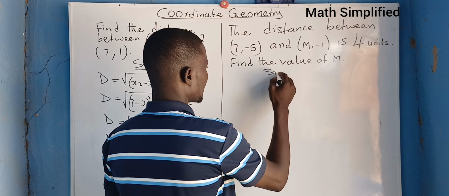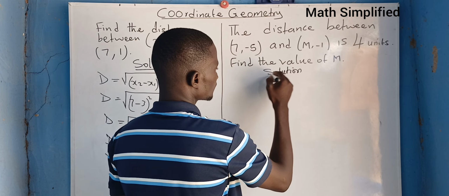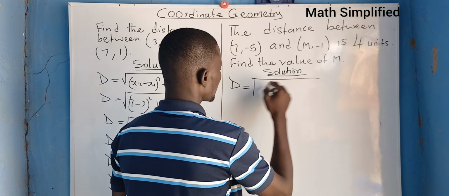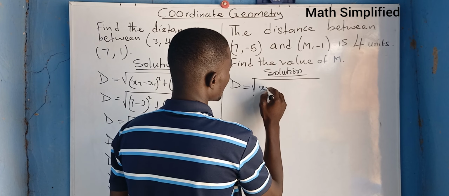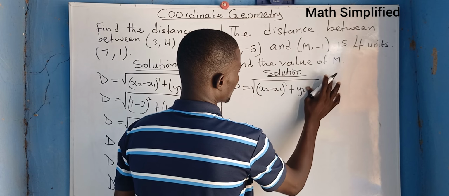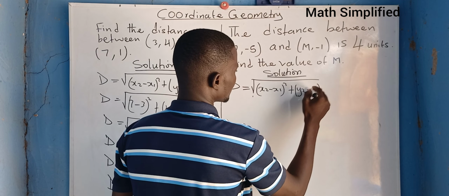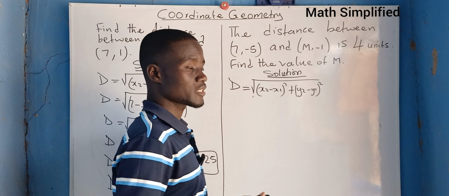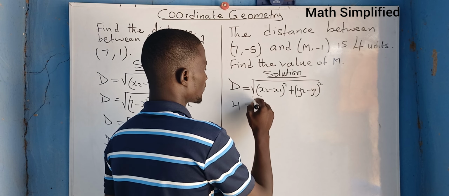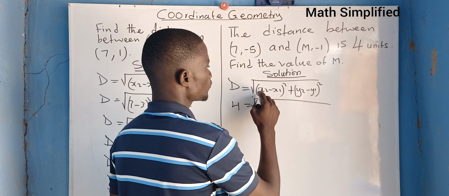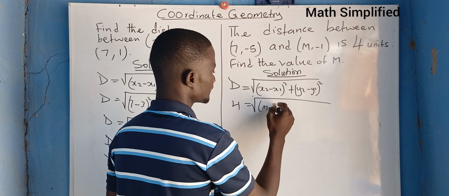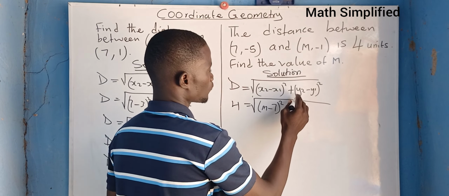We also start by solution. We quote the formula: distance is equal to the square root of x2 minus x1 squared plus y2 minus y1 squared. We also fix the values there. We know that distance is given as 4. So I have 4 equal to the square root of x2, which here is m. So I have m minus x1, which is 7, squared.